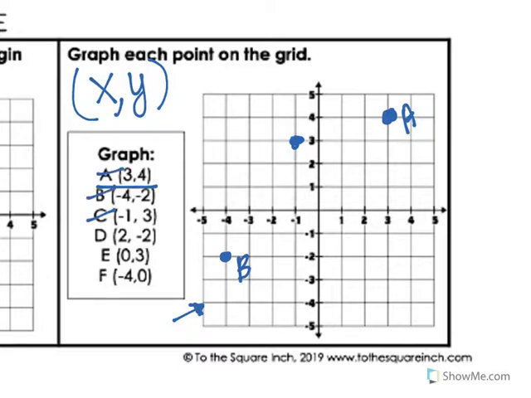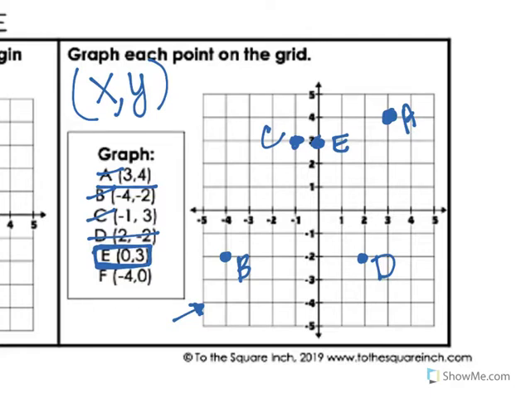Let's look at point D. Point D is a positive 2, so I'm going to go to the right, and a negative 2, so I'm going to go down. So that's point D, which is in the fourth quadrant. Point E is at 0, 3. So I'm going to start at my origin, and I'm going to go up to positive 3. So you start at your origin, you go up, so it's going to be right on the line. When you have a 0 first, then your point is going to be right on the y-axis, because you're not moving left or right. You're just going up or down.